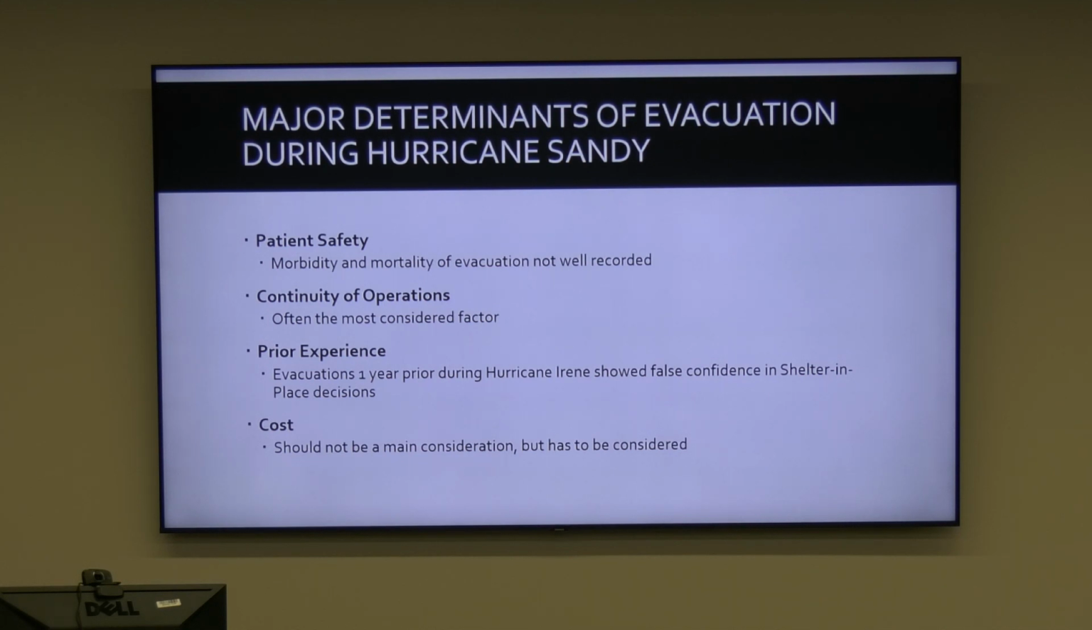And then finally, there is the cost. It should not be the main consideration, but it has to be considered in any situation. Like I mentioned in the last PowerPoint, cost and financing is very important in planning and making any decisions involved in disaster preparedness. A lot of hospitals that evacuated or closed down during Hurricane Katrina never really opened up again because they never bounced back from the cost. Obviously, you don't want to consider that over patient safety, but it is on the forefront of a lot of people's minds.